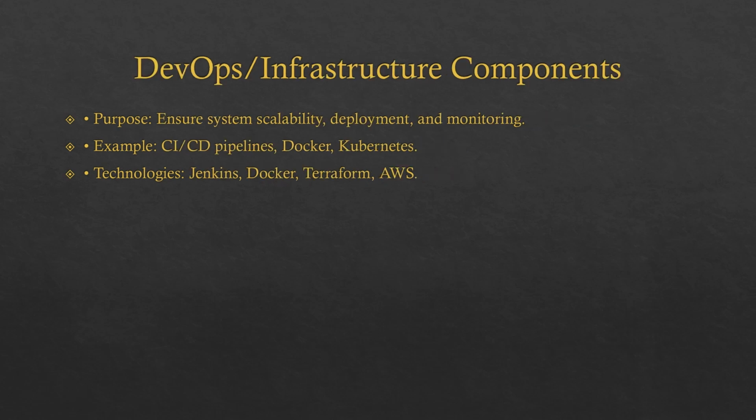DevOps and infrastructure components focus on deployment, scaling, and maintaining system health. They ensure that the system remains functional as user demand grows. CI/CD pipelines, containerization tools like Docker, and orchestration platforms like Kubernetes are commonly used in this area to automate deployment and ensure reliability.